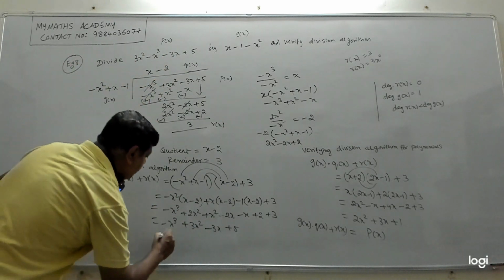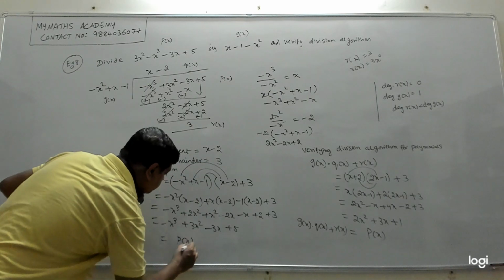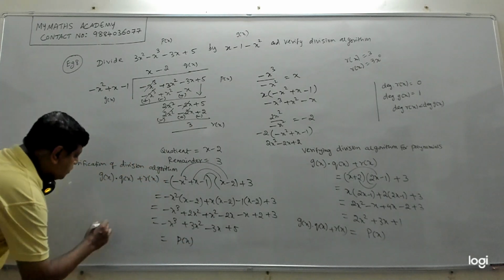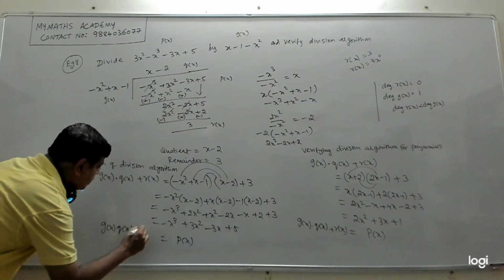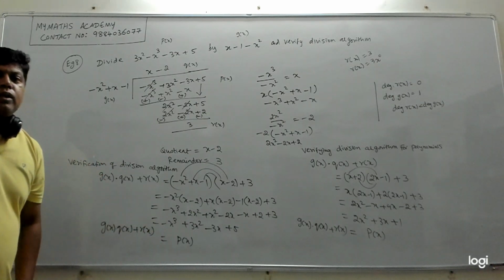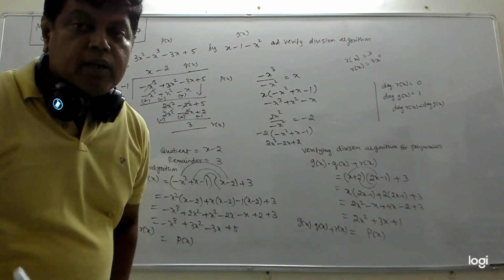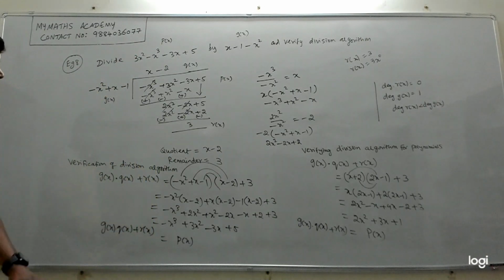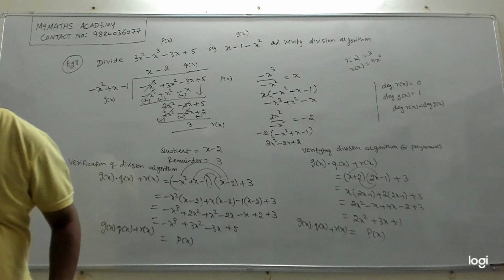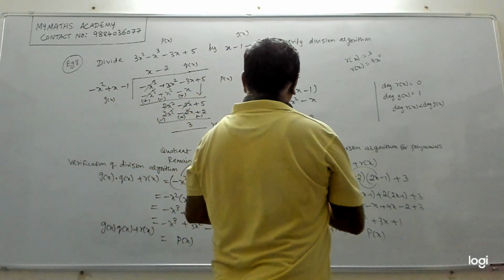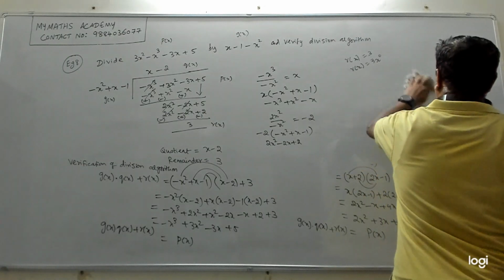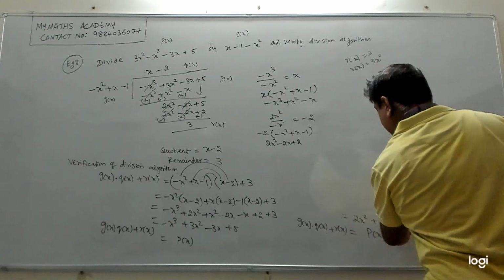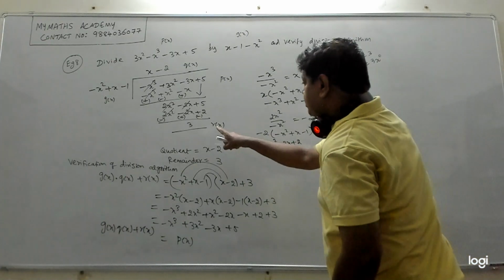So which is equal to p of x. So we have verified one condition for division algorithm, g of x into q of x plus r of x is equal to p of x. Now second, we have to check whether the remainder is 0. Is the remainder 0? R of x is 0?